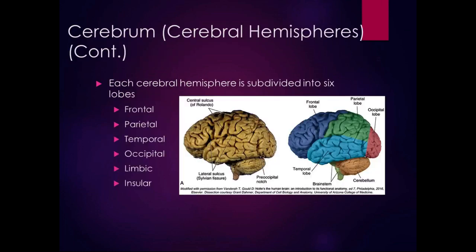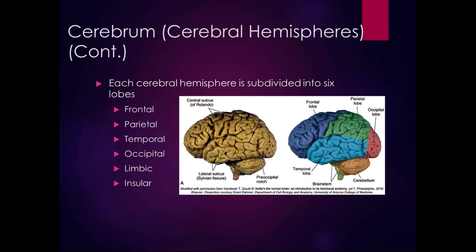So each cerebral hemisphere is subdivided into 6 lobes. The frontal, parietal, temporal, and occipital are named for the overlying bones of the skull. The limbic and insular are not clearly marked in terms of boundaries.